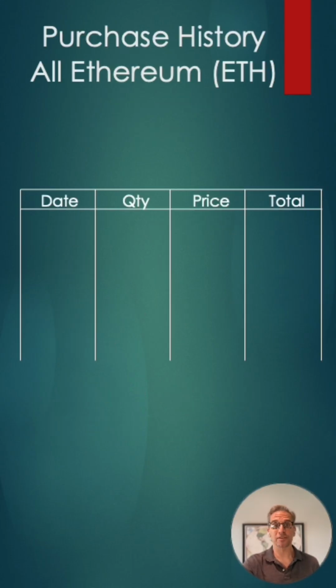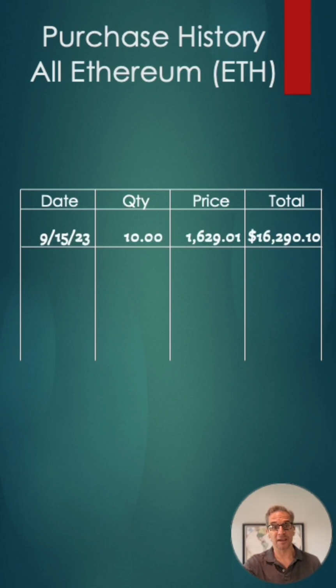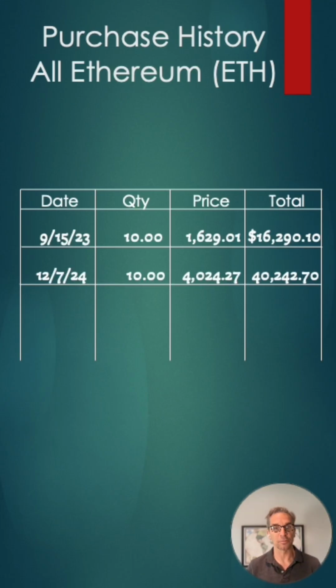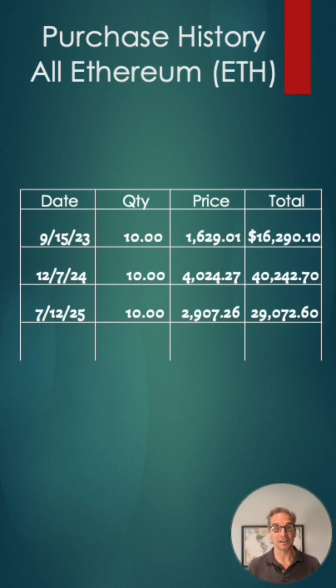We're going to take a look at a purchase history for a fictional crypto trader who is trading only in Ethereum or ETH, as you know, a very common token out there. Our fictional trader started out with 10 ETH, purchased in September of 2023 for a price of $1,600, resulting in a basis of $16,000. Second purchase in December of 2024 for about $4,000, giving us an additional basis of $40,000 for that. Third purchase of ETH is going to be 10 ETH tokens in July of 2025 for about $2,900, or totaling $29,000 in basis for that.